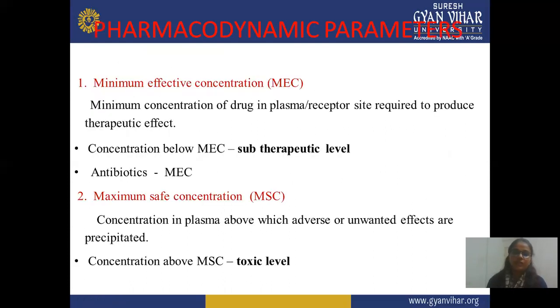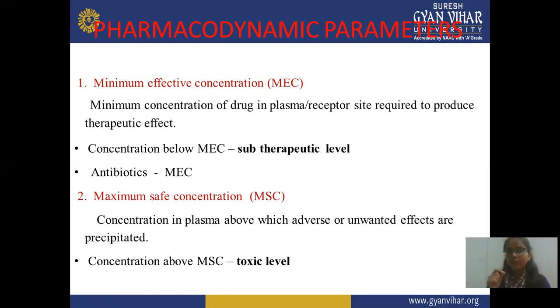Next is the pharmacodynamic parameter. The first is the minimum effective concentration, the condition where the concentration of the drug starts to show its effect. It is the minimum concentration of drug in plasma at the receptor site required to produce the therapeutic effect, meaning how much drug is required to show the therapeutic effect, the initial stage at which your drug starts showing the therapeutic response.